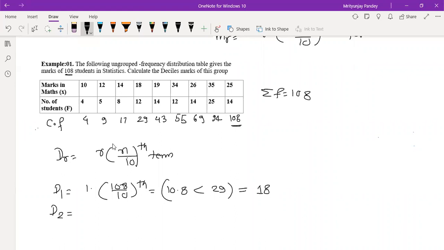D2. सर, 2 तो into 17 है ना, उससे छोटा. तो 17 होगा सर ना. 17 आएगा 10.8 ना, 17. हाँ, तो 17 लिखेंगे. Yes, correct. So what is the value of marks corresponding 17? 14.